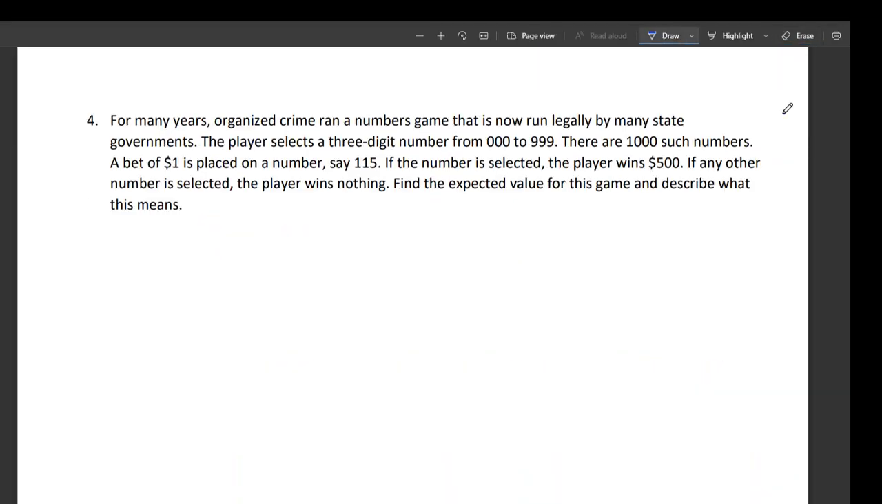All right, last problem, number 4. For many years, organized crime ran a numbers game that is now run legally by many state governments. The player selects a 3-digit number from 0 to 999. There are 1,000 such numbers. A bet of $1 is placed on a number. If the number is selected, the player wins $500. If any other number is selected, the player wins nothing. Find the expected value for this game and describe what this means.